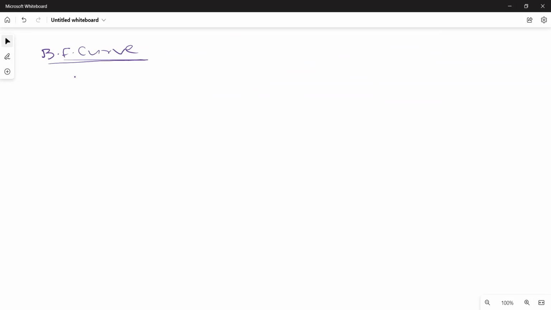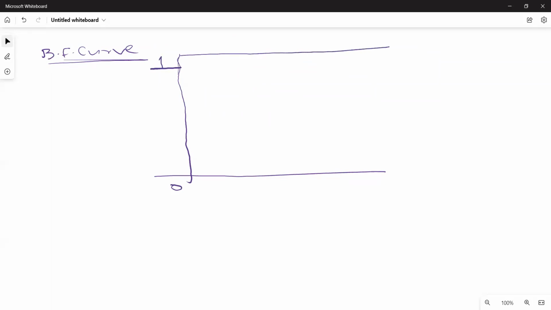Now, how does the best fit curve work? So we have the two probabilities, which can either be 0 or 1. Okay, so we have this box. Now, in between these two numbers, we have the midpoint. So let's assume it is the cutoff of 0.5.